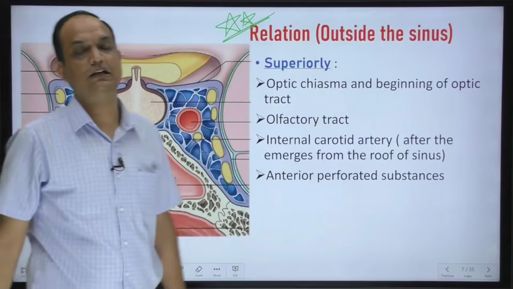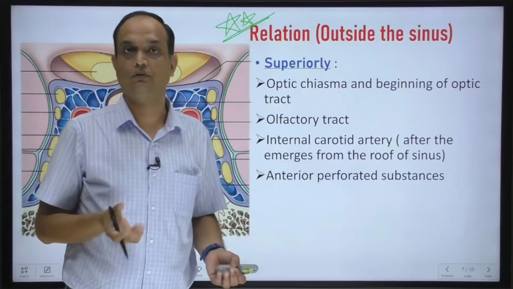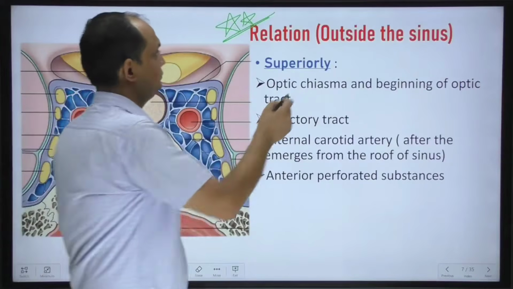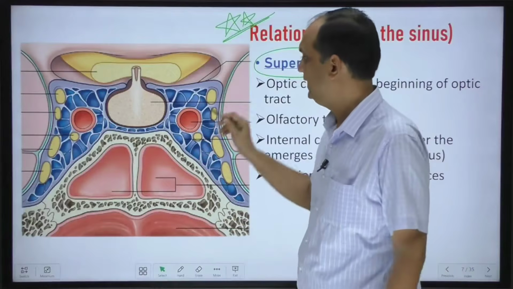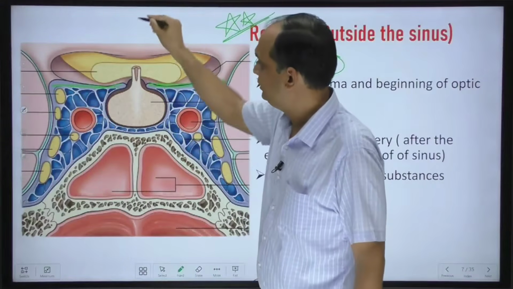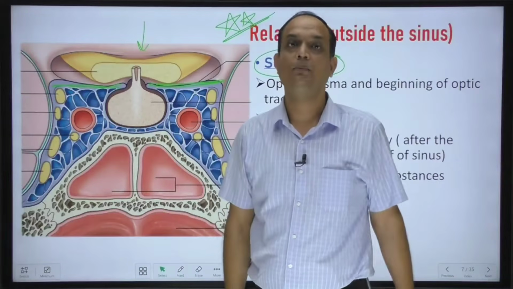Now you will learn the relations in two ways: outside the cavernous sinus and inside the wall of cavernous sinus. First we will discuss outside the cavernous sinus. So outside the cavernous sinus, what are the superior relations? Superior relation means that this is the roof. Now name the structure which lies on top of this sinus. That is the relation above the roof.